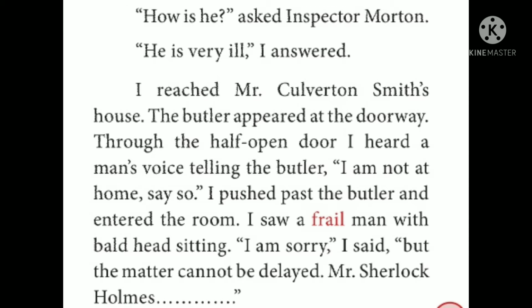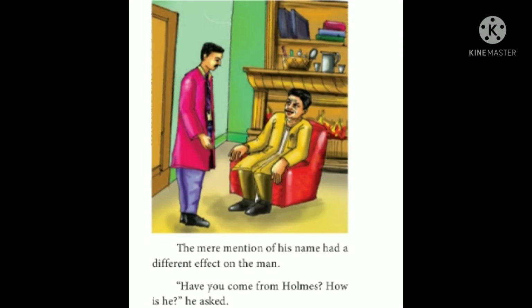On reaching Mr. Culverton Smith's house, Watson entered the room forcefully and met the said man, that is Smith. Watson saw a frail man with a bald head sitting in a chair. He was not ready to listen to Watson's reason for the visit. The mere mention of Holmes' name had a different effect on the man.